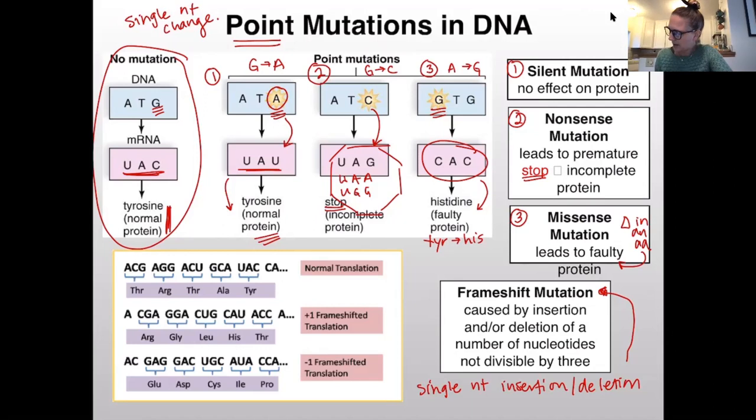All right, so let's look at that. So if we have our normal translation here, if you add a single base pair insertion, so let's look at where we added here. So here we have ACG, AGG. Where did we add here? Let's see.